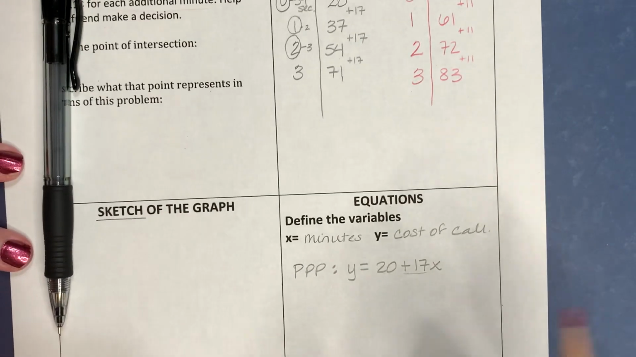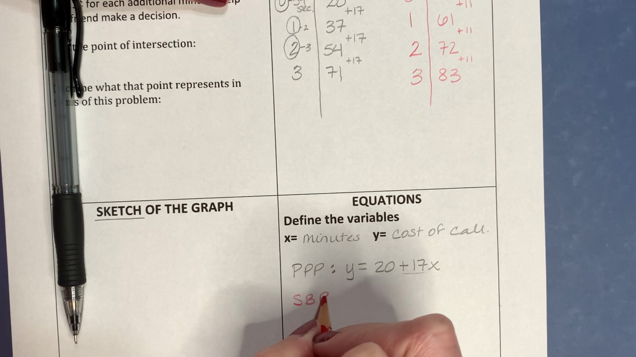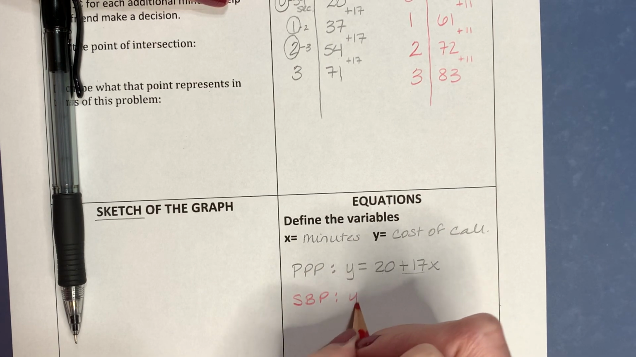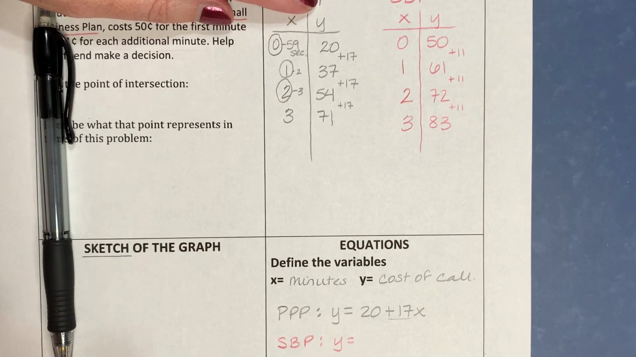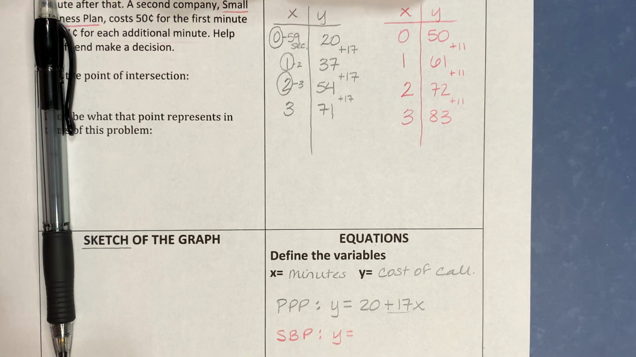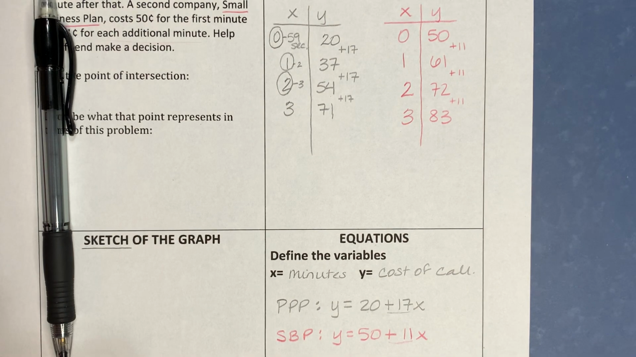Same is true for small business plan. I have to move down just a little bit, but the same idea is going to be true. The total cost of my call is going to be what? Well, they charge 50 cents right off the bat, but 11 cents for each additional minute. So my slope for this second one, my rate of change, is 11 cents.